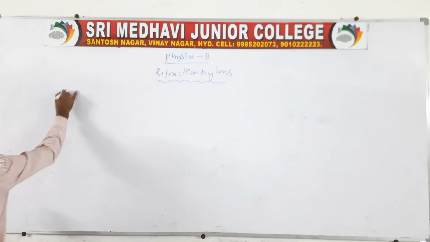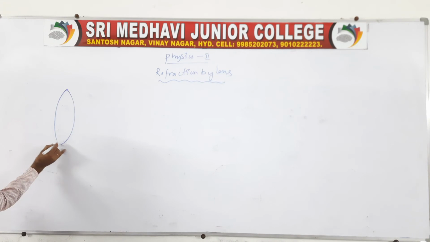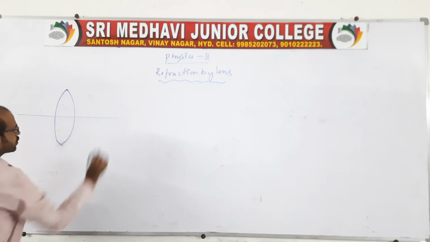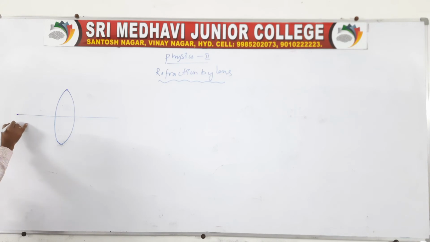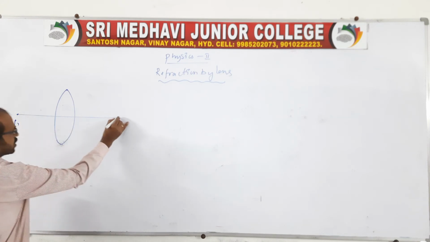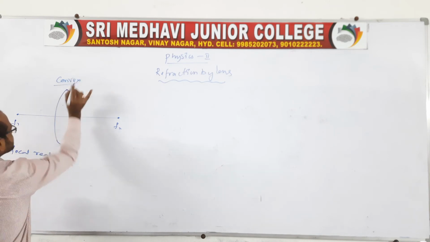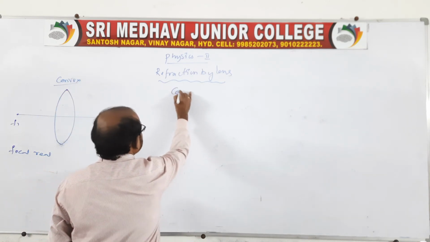I'll show you like this. Take a convex lens; for this there are two focal points, one focal point F1 and the other focal point F2. In case of a convex lens, remember the focal point will be real. Real focal point in case of a convex lens. Concentrate. And let us go for the concave.